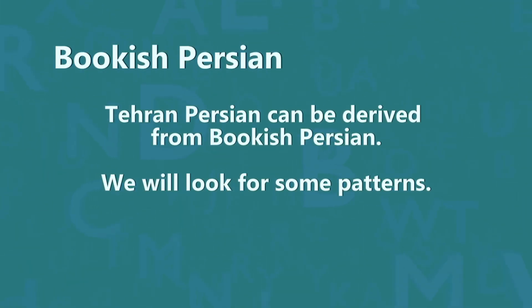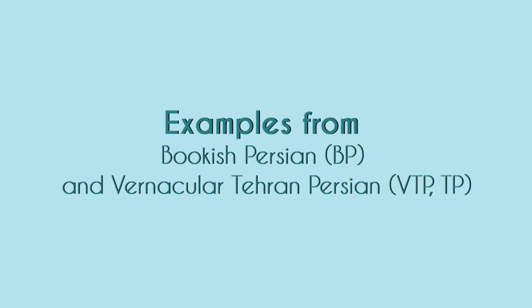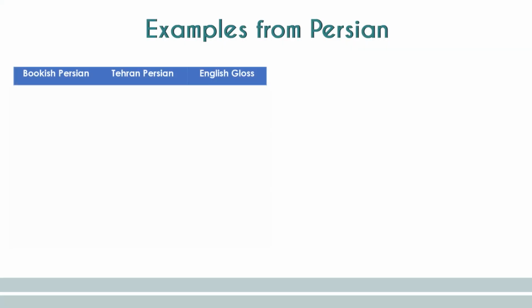The interesting thing is, though, that Tehran Persian can be systematically derived from Bookish Persian. And there are certain rules that you can apply, or it's better to say there are certain patterns. I'm going to mention these examples because I want you to try to figure out if there is a systematic pattern here with which you can derive TP from BP.